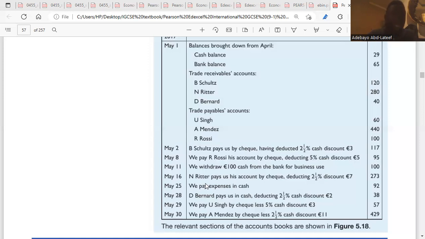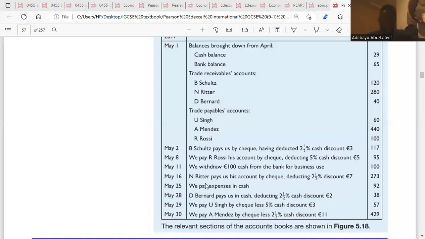So we have to open your cash account where you have on the debit side your date, the details, the folio, the discount allowed, the cash, and the bank. On the credit side, you have your date, the details, the folio, the discount received, the cash, and the bank. It's going to be a 3-column cash book. So discount received will be on the credit side of your cash book. Discount allowed will be on the debit side of your cash book. So you're going to have each column.